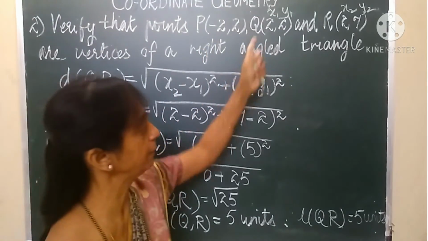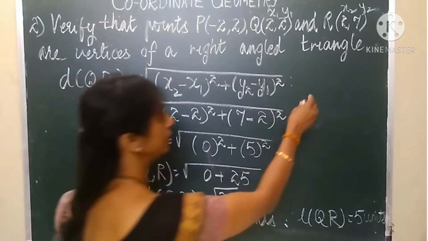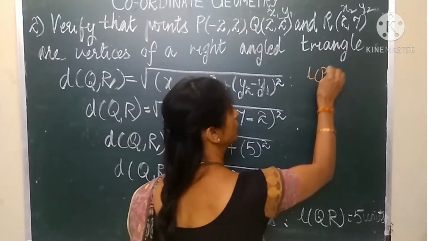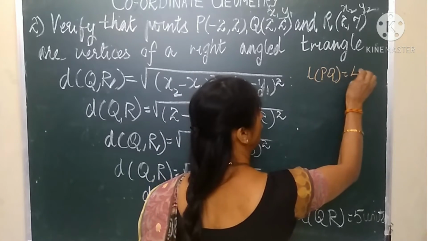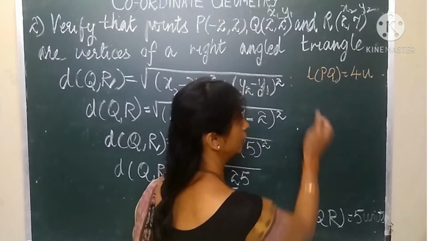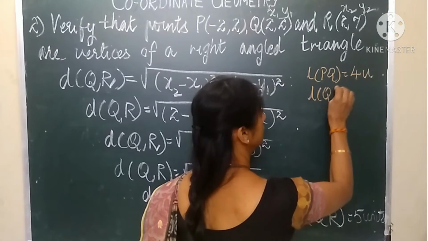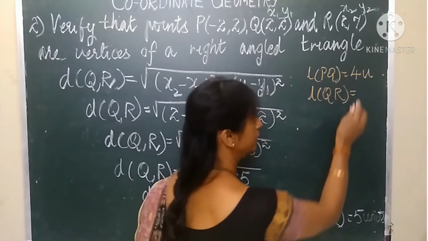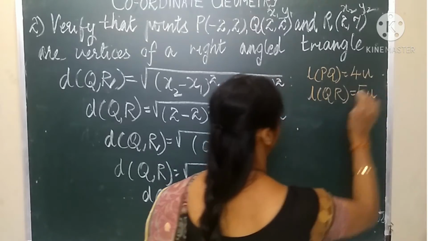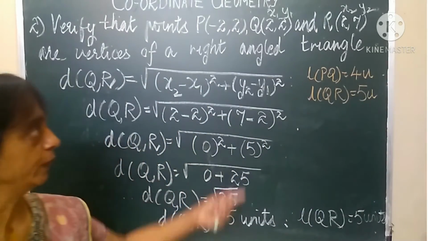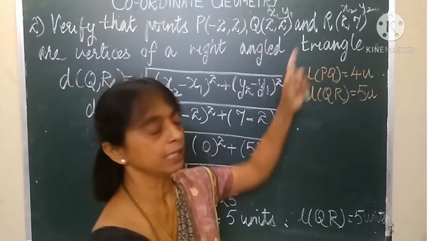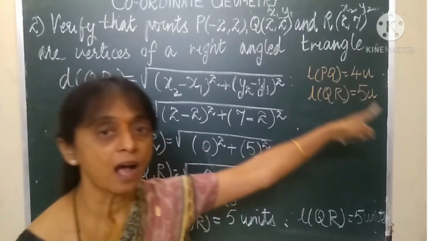So what did we get over here, children? Till now we got length PQ, I'll jot it down over here. Length PQ was 4 units. Length QR is equal to 5 units. What are we left with now? We are left with calculating distance PR.